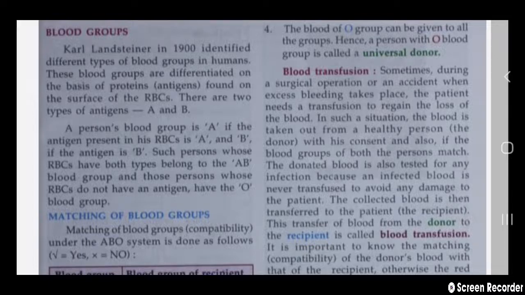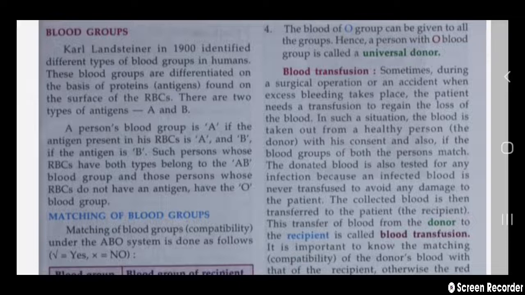Next, blood groups. You may have seen, when you give a blood test, that on the paper you may see your blood group: A, B, O, AB, and many other blood groups. So what is that? Let us know.